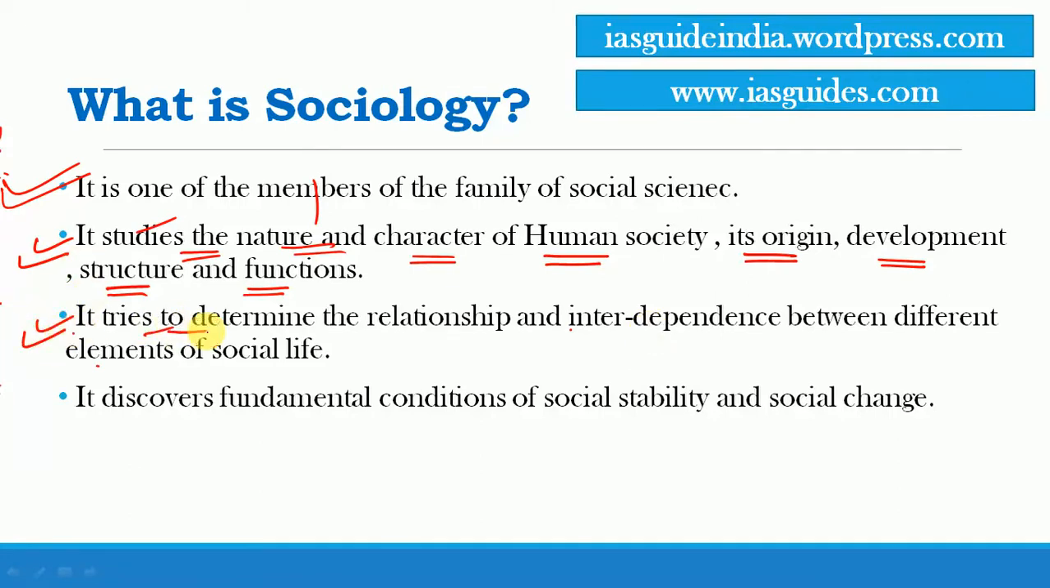Sociology tries to determine the relationship and interdependence between different elements of social life. What are these elements? They may be the interdependence between morals and religion in society, the relationship between economic and political institutions in society, and the interdependence between intellectual and philosophical theories in our society. I'll repeat the third point again. These different elements are moral, religion, economic, political, intellectual, philosophical, and so on, materialistic and non-materialistic.